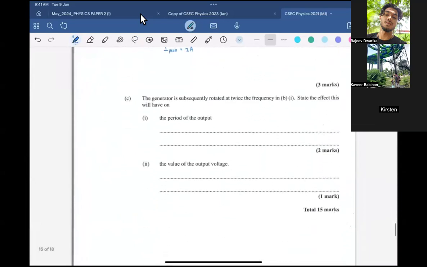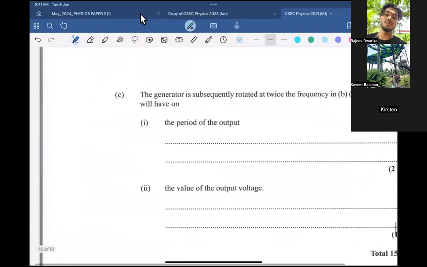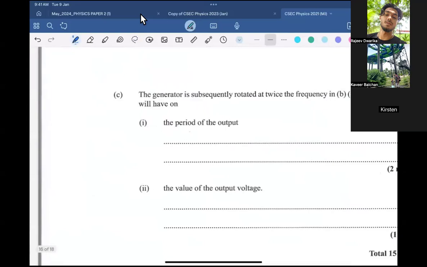All right. Read part C. The generator is subsequently rotated at twice the frequency in B part one. State the effects this will have on the period of the output. Okay, so let us look at the formula for the frequency. Frequency is equal to what over what? Frequency is 1 over T.